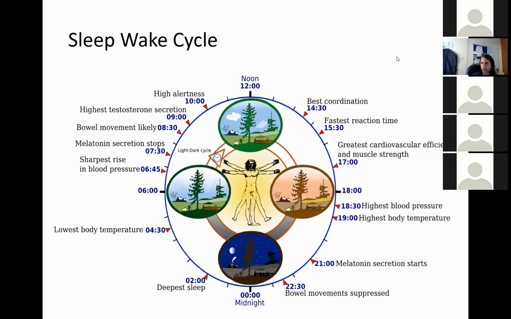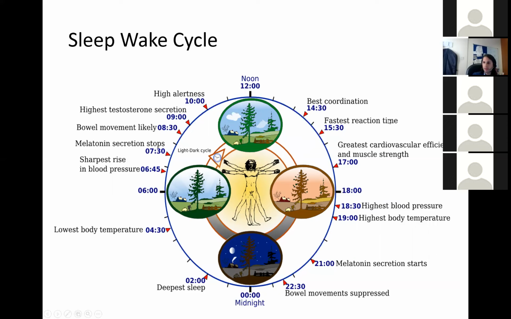And this diagram shows you what happens in the sleep-wake cycle. So, early in the morning at 6 o'clock, you get a very sharp rise in blood pressure. When melatonin secretion stops at 7:30, you're likely to have a bowel motion, or that's when you stop inhibiting the bowel motions. Testosterone is secreted. You're most alert at 10 o'clock.